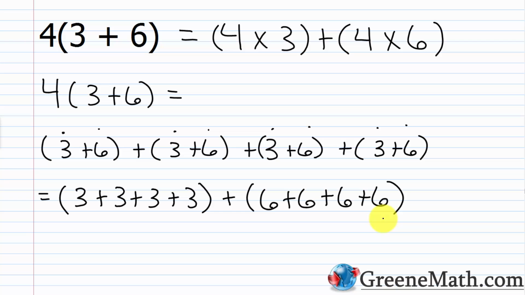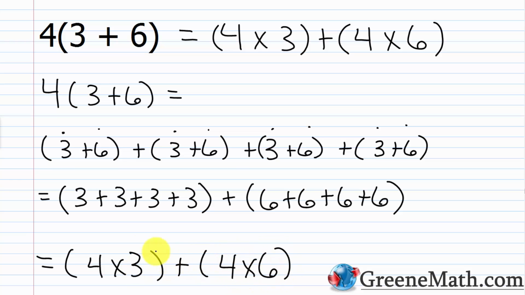Now, if I look at it this way, it is clear to me how I arrived at this result. I have 1, 2, 3, 4 groups of 3, which is known as 4 times 3. I have 1, 2, 3, 4 groups of 6, which is 4 times 6. So you can see that this directly matches this. Using the distributive property was just a shorter way to get there, right? Because I know in the end I'm going to have 4 groups of 3, and I'm going to add to that 4 groups of 6.